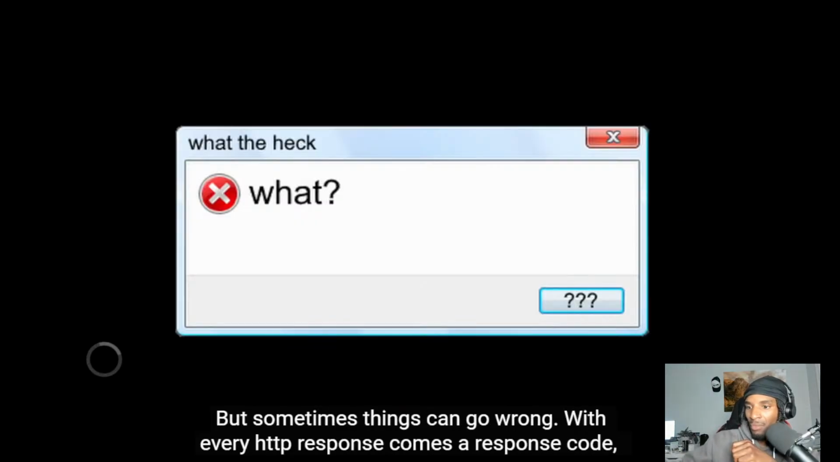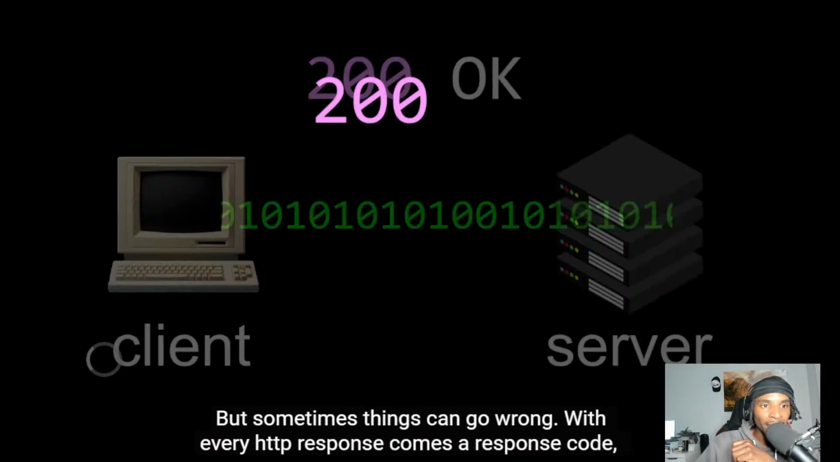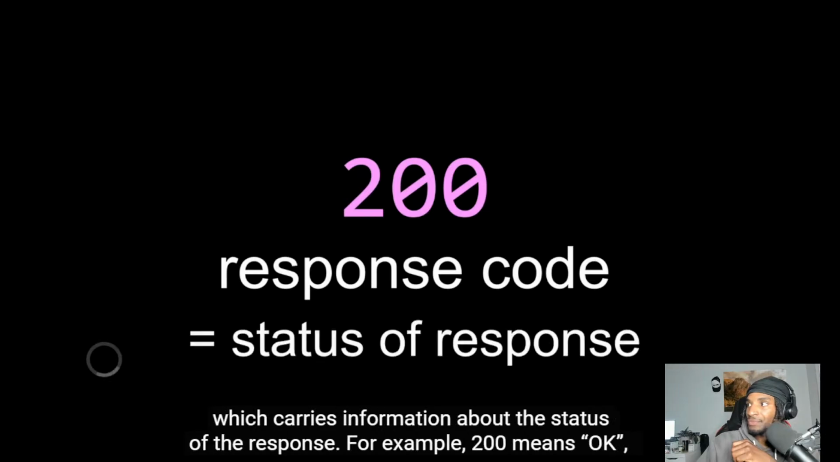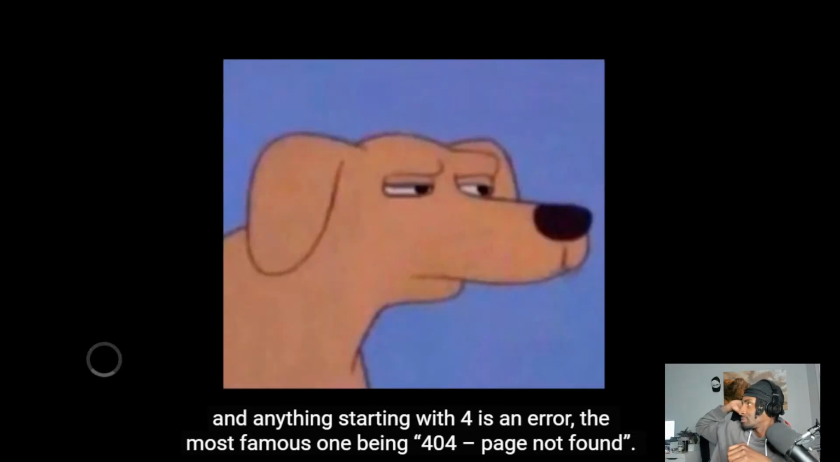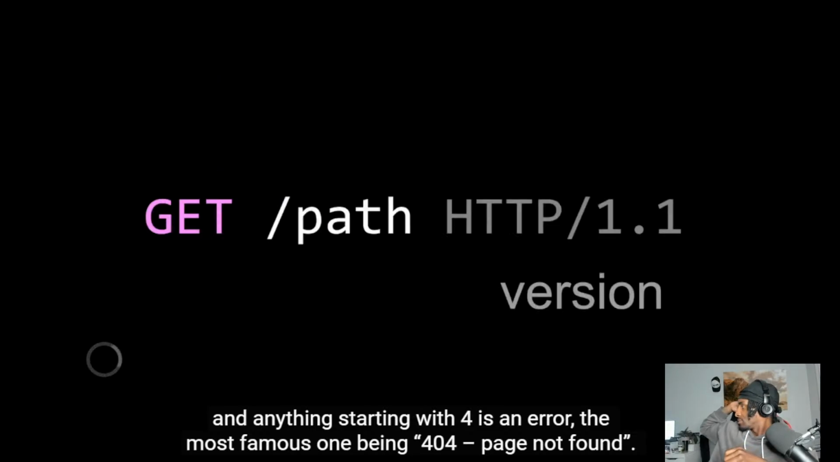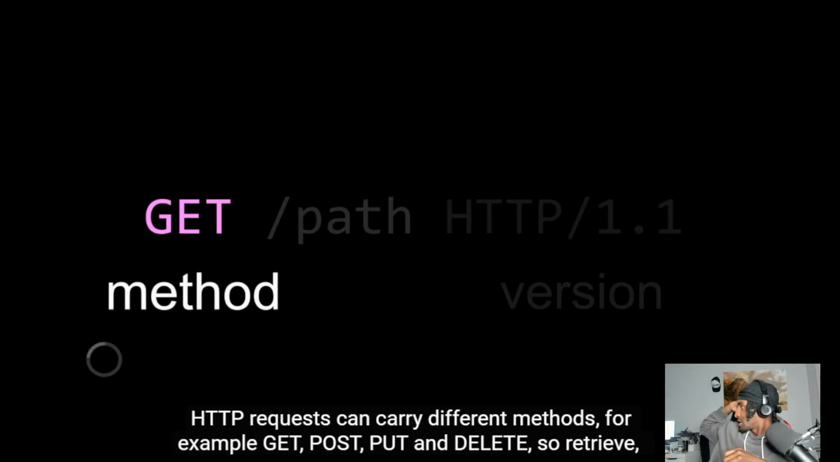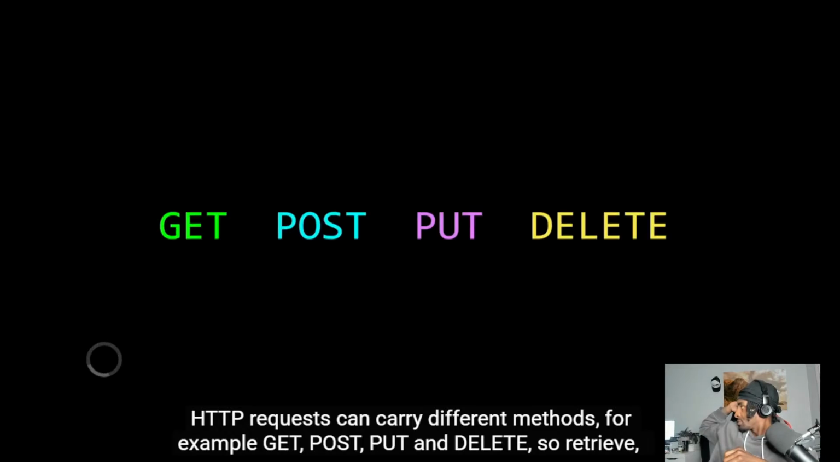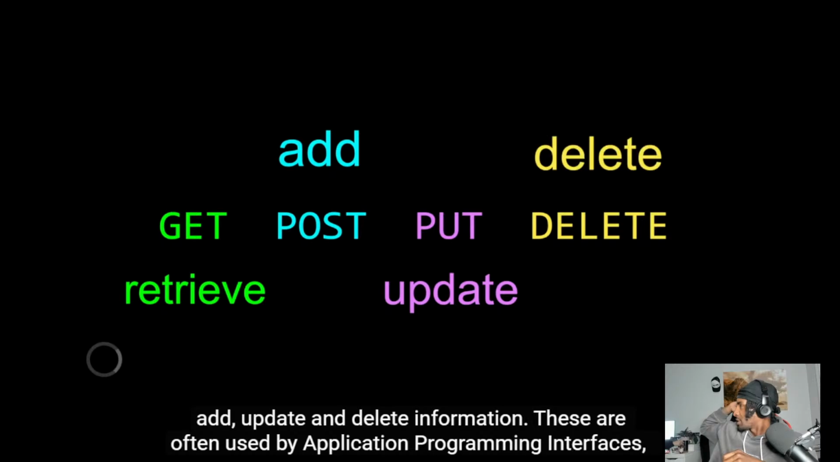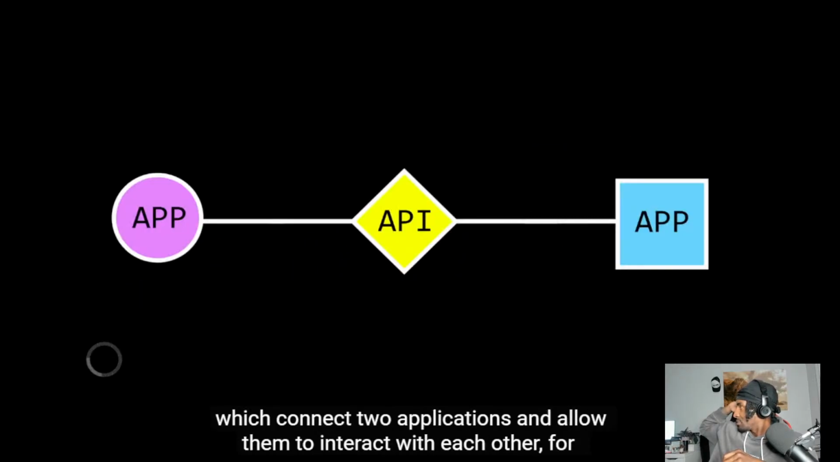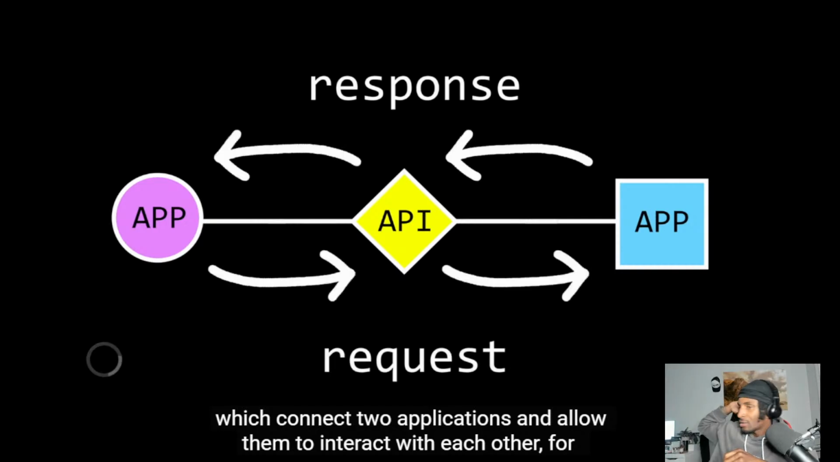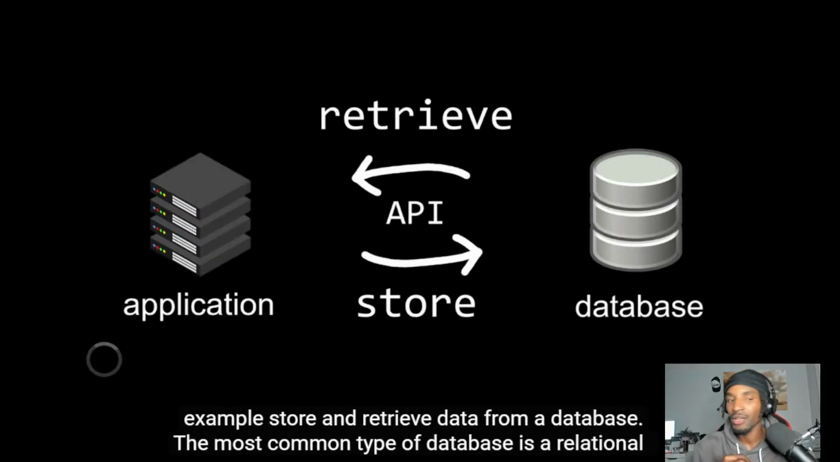But sometimes, things can go wrong. With every HTTP response comes a response code, which carries information about the status of the response. For example, 200 means OK, and anything starting with 4 is an error, the most famous one being 404, page not found. HTTP requests can carry different methods. For example, get, post, put, and delete, so retrieve, add, update, and delete information. These are often used by application programming interfaces, which connect to applications and allow them to interact with each other. For example, store and retrieve data from a database.